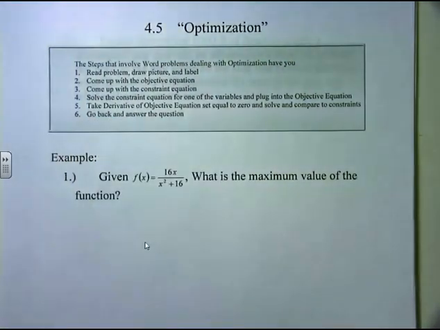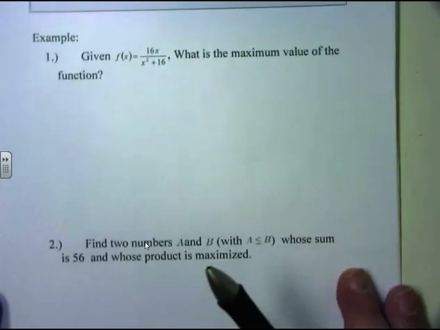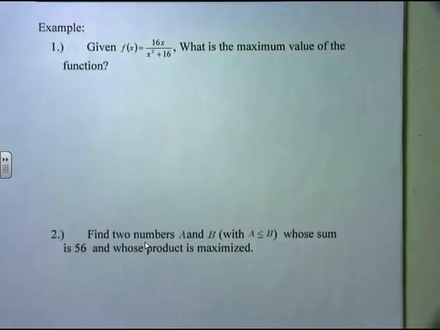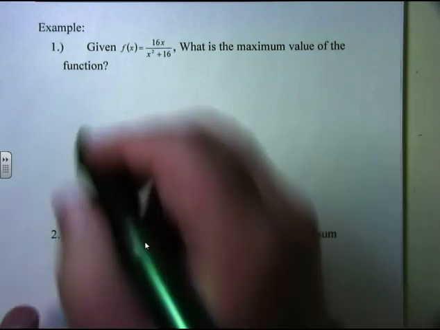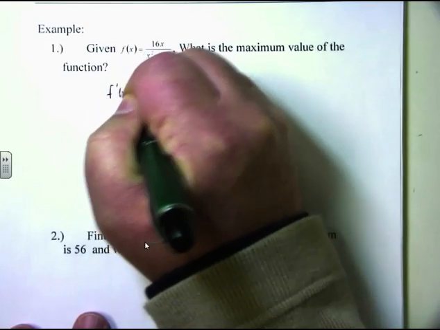So here's a couple of examples and ideas that we're going to put on these pre-Moodle quizzes. And here's the first one. Given this function, f of x equals 16x divided by x squared plus 16, what is the maximum value of the function? Trying to get this idea about maximizing, minimizing was what these optimizations are all about. To maximize or even to minimize, I'm going to take the derivative, set it equal to 0, and solve, and find where the derivative doesn't exist.